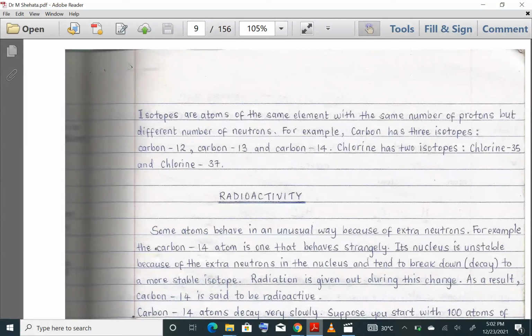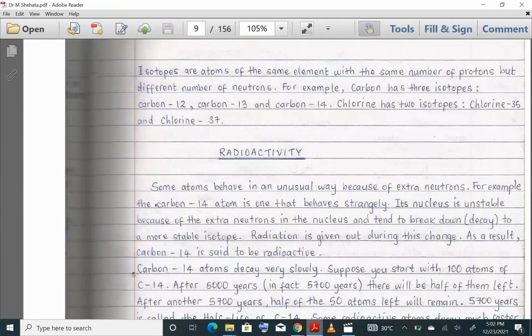Then we now have chlorine 35 and chlorine 37. This is really interesting because I want you to work out the number of neutrons in chlorine 35 and chlorine 37, and drop it in the comment section. I'll definitely be looking out to see your answers.